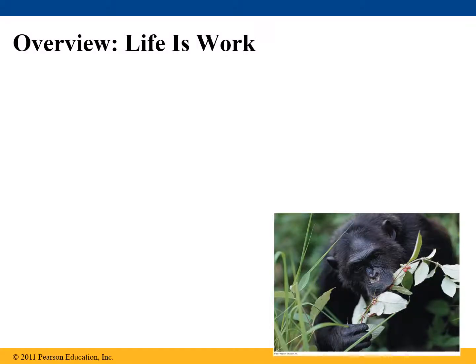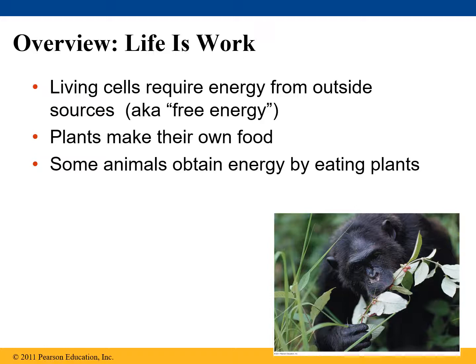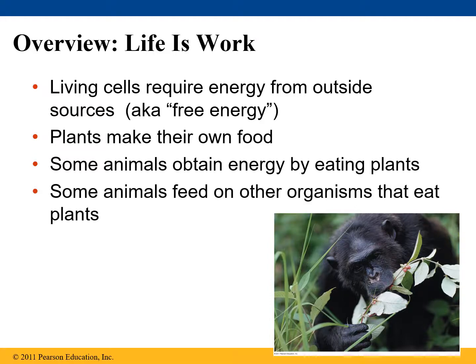Okay, overview, just to set the context for this. Life is all about doing work. So living things need energy from outside sources, and we call this free energy. We also call this available energy. Plants will make their own food, but animals need to obtain their energy by eating plants or by eating other organisms. So the big point here is just setting this entire chapter in the context of living things needing available energy from some kind of source. And now this chapter is going to explain how they actually get energy from those sources.